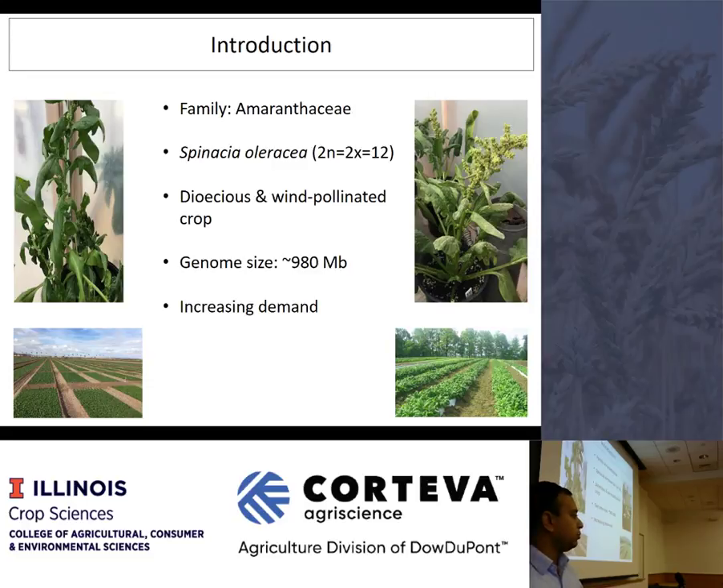The genome size is almost 1 Gb, it's 980 MB, and the reference genome sequence is available, but they are still continuing to add and generate better genome sequence. Sometime next year they will release it. The California group is working on it, and there is an increasing demand of spinach.